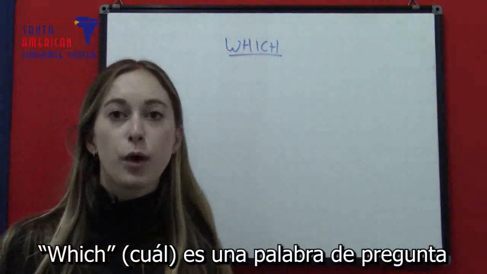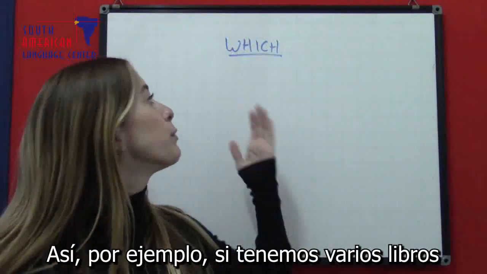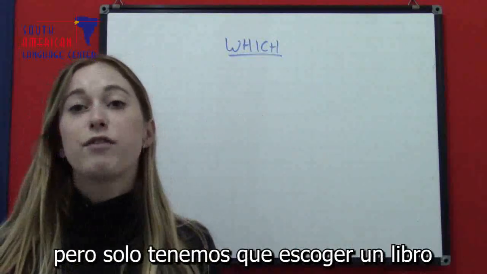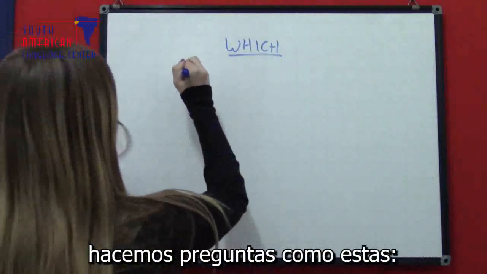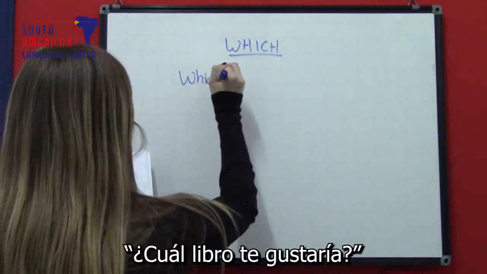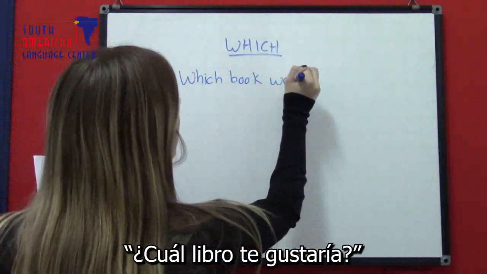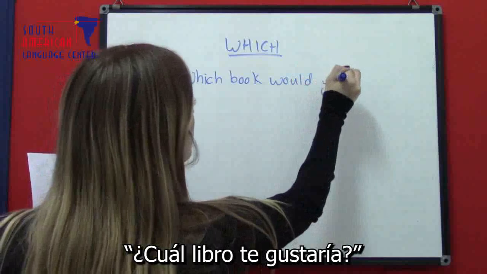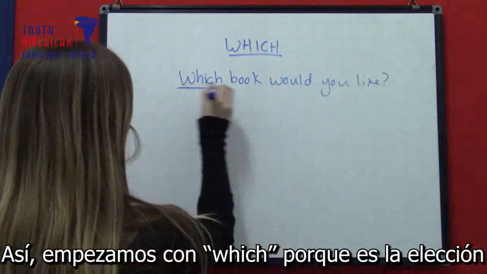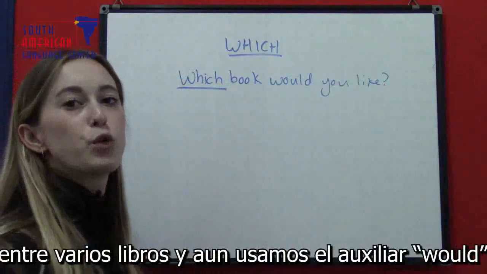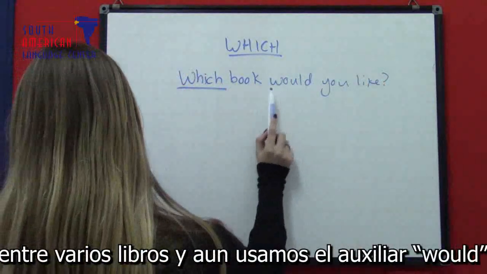Which is a question word that's used to make a choice. So, for example, if we have several books, but we just have to choose one book, we ask questions like this. Which book would you like? So we start with which, because it's a choice between several books, and we still use the auxiliary would.